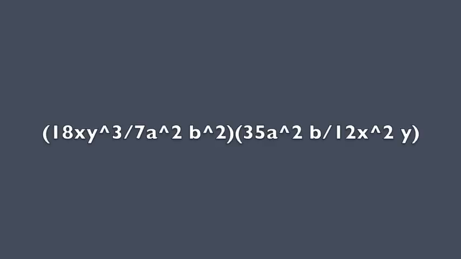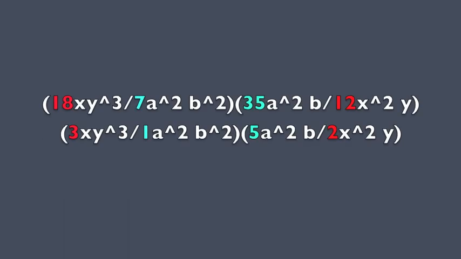Let's try this expression. 18xy cubed over 7a squared b squared times 35a squared b over 12x squared y. So let me apply these steps for the problem. So the 35 in the numerator can be cancelled out with the 7 in the denominator. The 18 in the numerator and the 12 in the denominator can be simplified to 3 in the numerator and 2 in the denominator after being divided by 6.